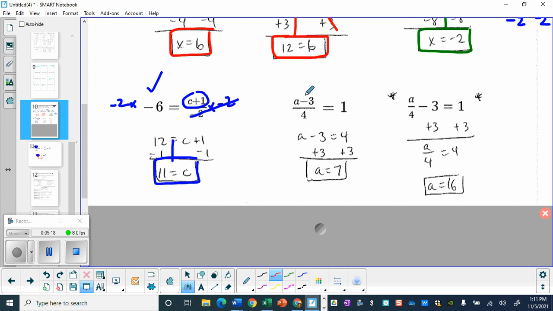All right, something out there, if we take away 3 and then divide by 4, we'd be at 1. So if we do the opposite of dividing by 4, we're going to times the 4.